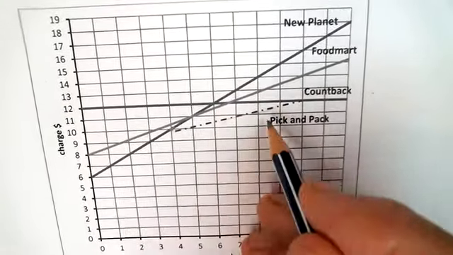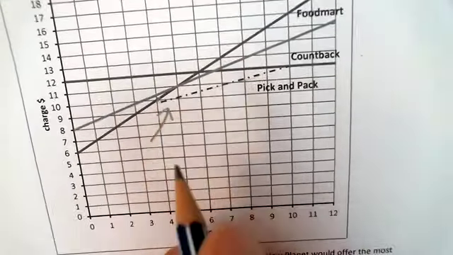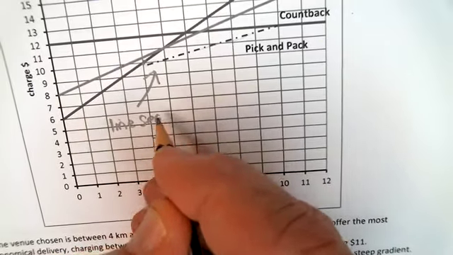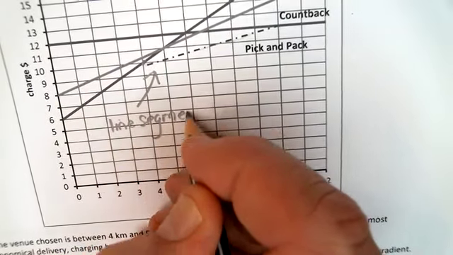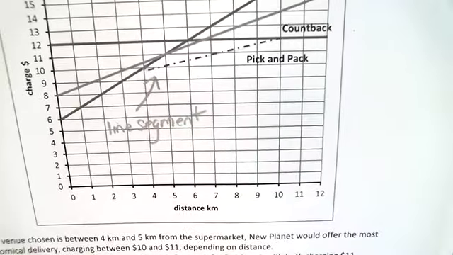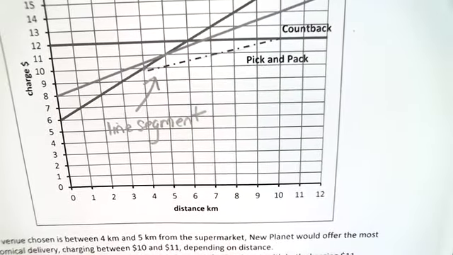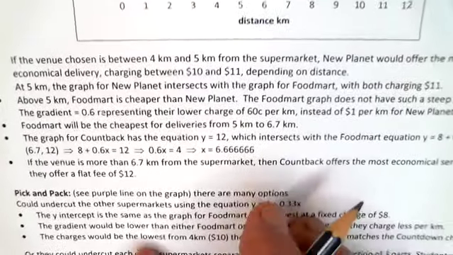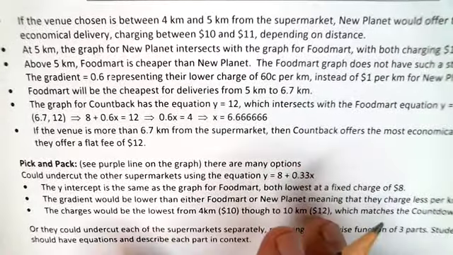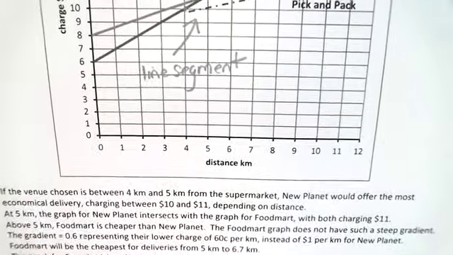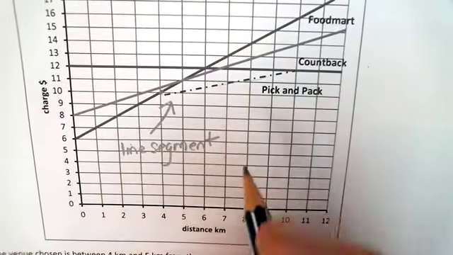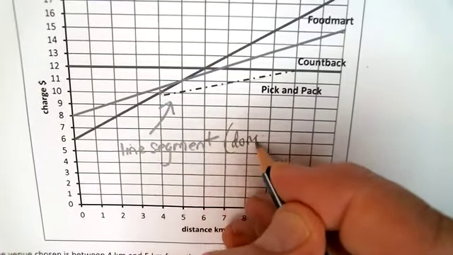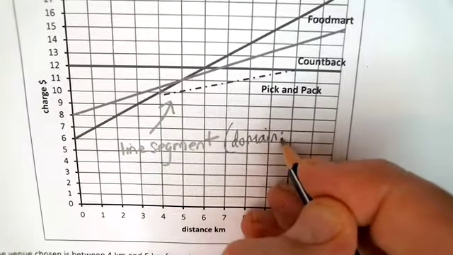So when you're talking about this, you might just talk about this as the line segment, and you want to put its domain. Now, this is a word we haven't really talked about that much, if at all, and it's not really in the curriculum, to be honest with you. But if you're going to have a partial line that is a line segment, you want to put in brackets domain, and you want to say what the domain is.